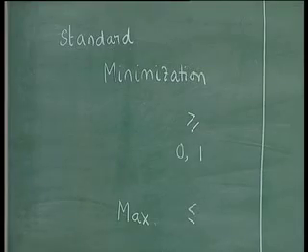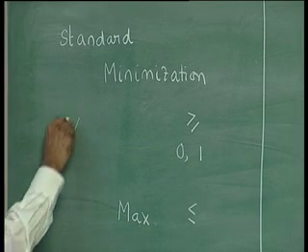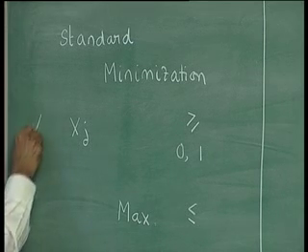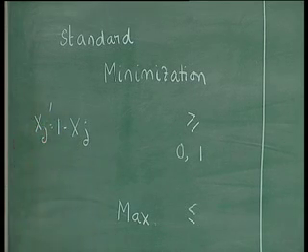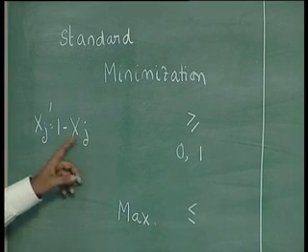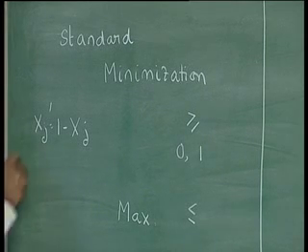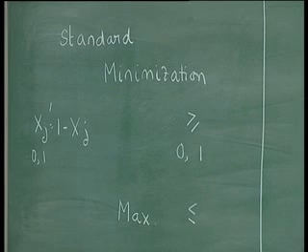Now, how do we ensure that every term in the objective function has a non-negative coefficient? If there is a variable x j with a negative coefficient in the objective function, replace it with an x j dash equal to 1 minus x j, so that it effectively takes a positive coefficient, and because x j is a 0-1 variable, x j dash, which is 1 minus x j, is also a 0-1 variable. So, this way we will be able to convert every given problem into the standard form.